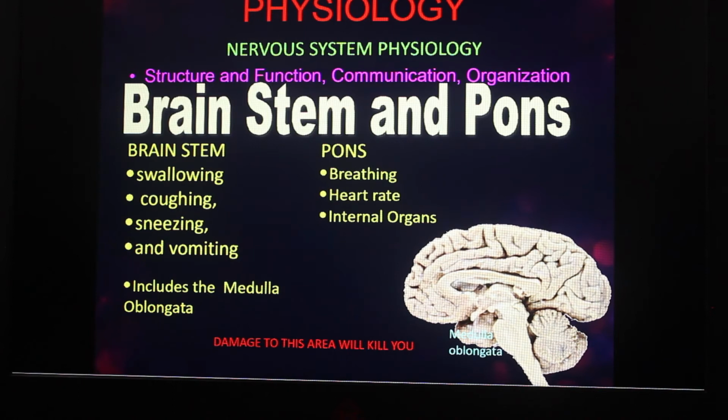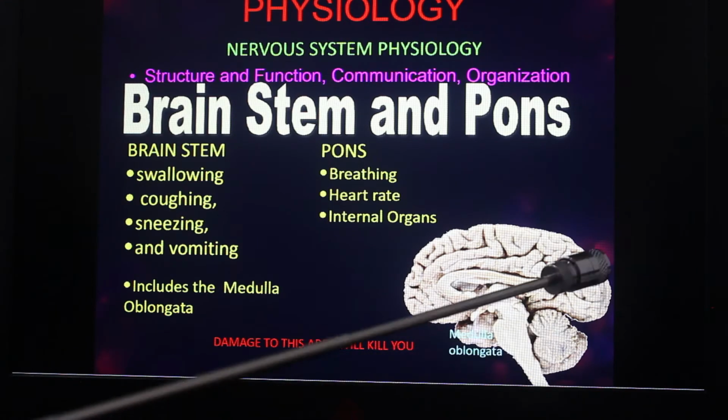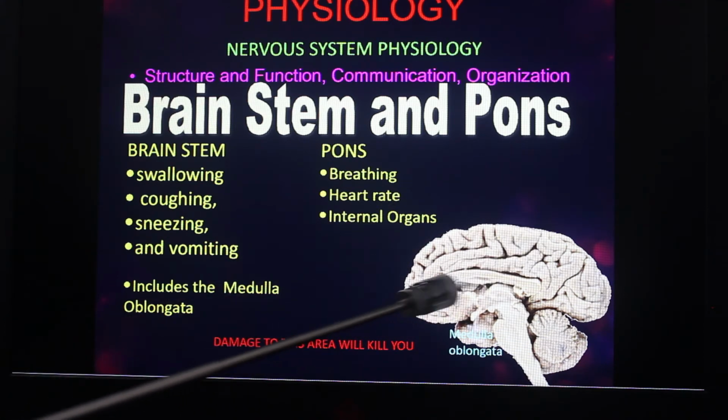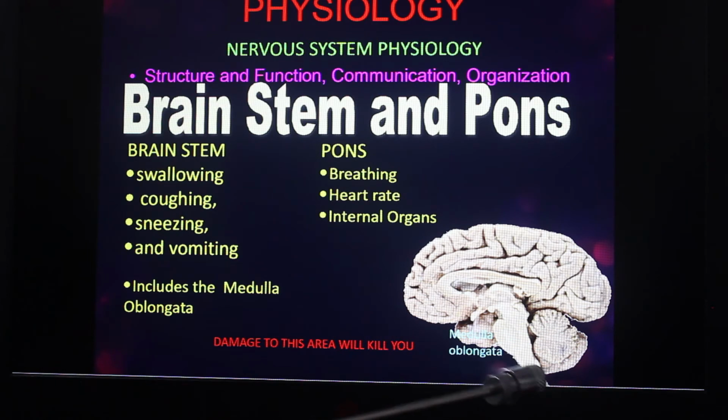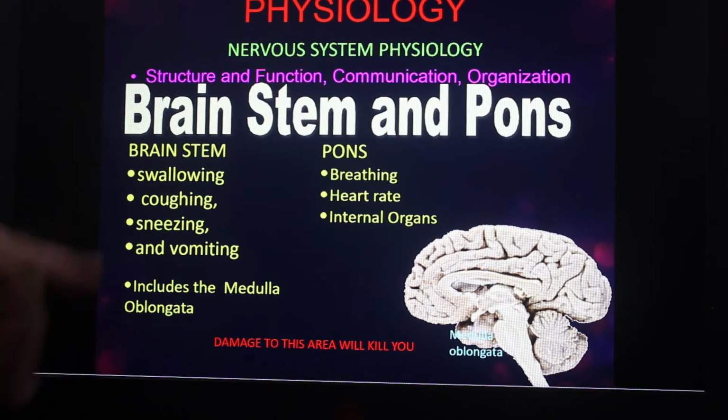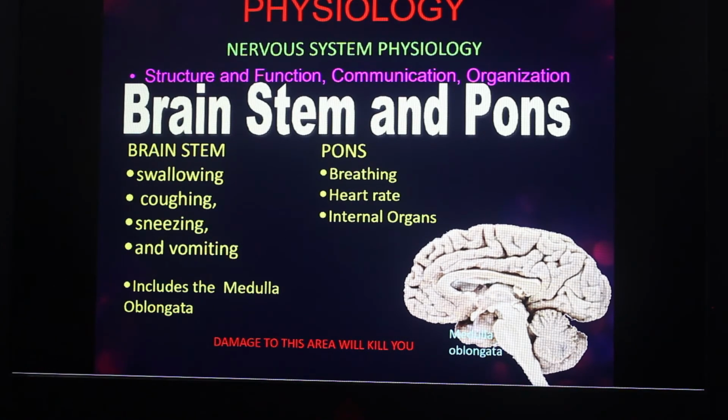So if we cut the brain from the middle and look at it from one side, we can see that we have the medulla oblongata here. This is the brainstem. This part is the hippocampus. When we look at the brainstem here, the brainstem is responsible for controlling swallowing, coughing, sneezing, and vomiting. And the brainstem includes the medulla oblongata as well.